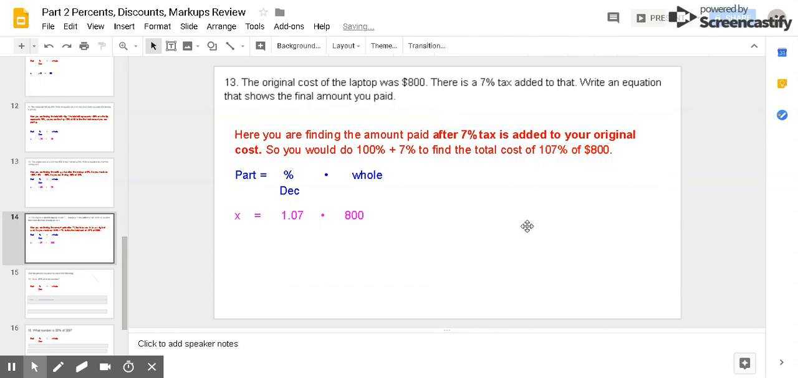107% as a decimal, move it 2 places to the left, you get 1.07 times 800. That would be your equation that you're using to solve.